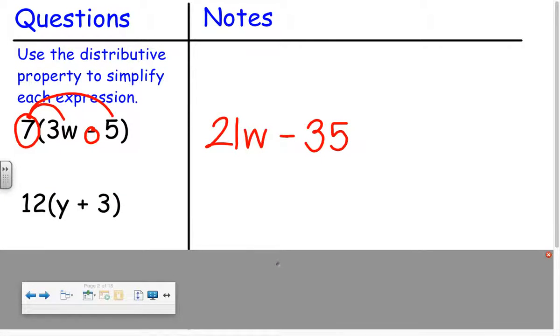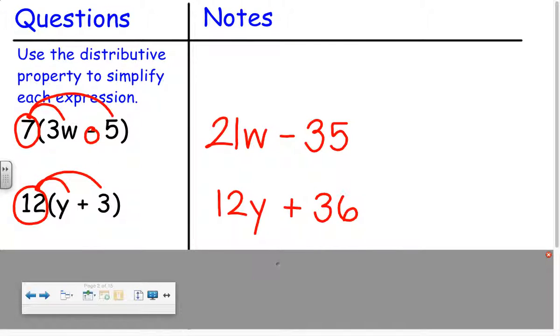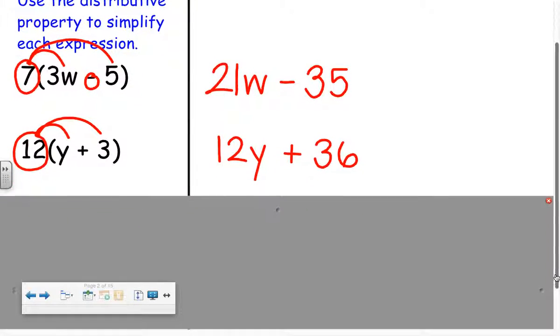Second example, I'm going to take my 12 and distribute it to both the y and the positive 3. So 12 times y is 12y. 12 times a positive 3 would be a positive 36. 12y and 36 are not like terms, so I am finished.